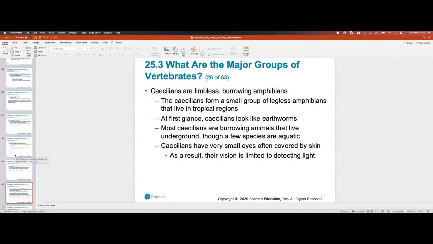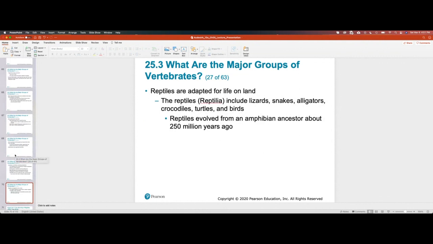Caecilians, they are amphibians, even though they look kind of like earthworms, but they are in a completely different group. They have really small eyes, often covered by skin, and so their vision is more so to detect light than to actually see and identify the environment.